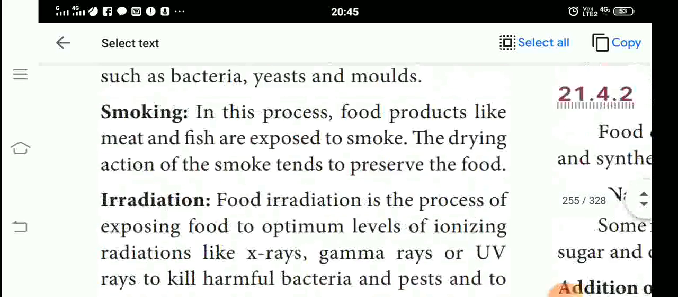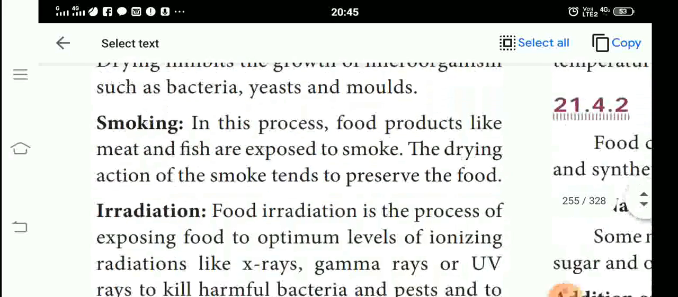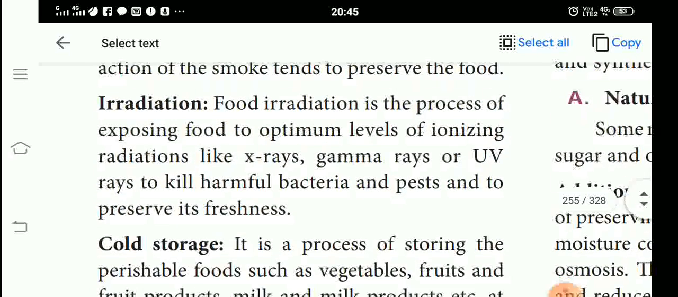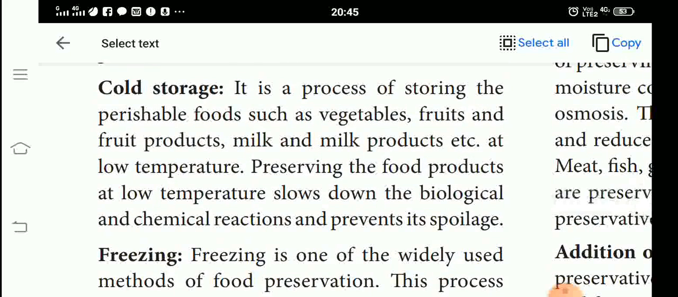First one, what is it? It is simply drying in the sunlight. Second one, what is it? It is smoking. Third one, irradiation. We are passing some radiations. Then what is the fourth step? The fourth step is cold storage.